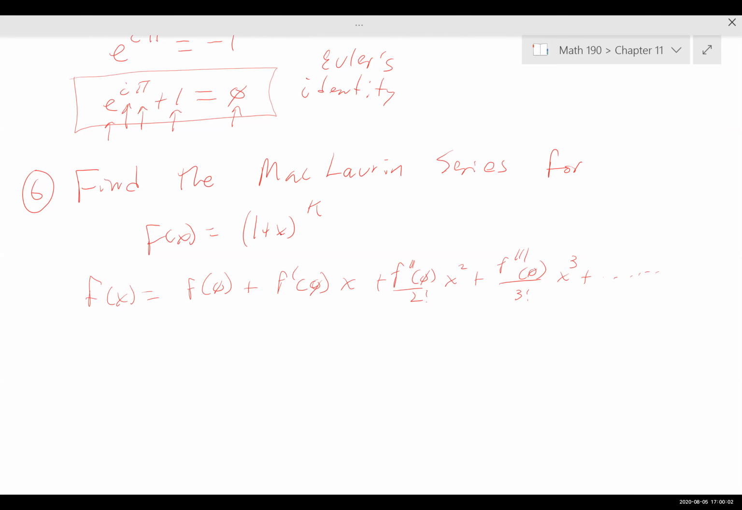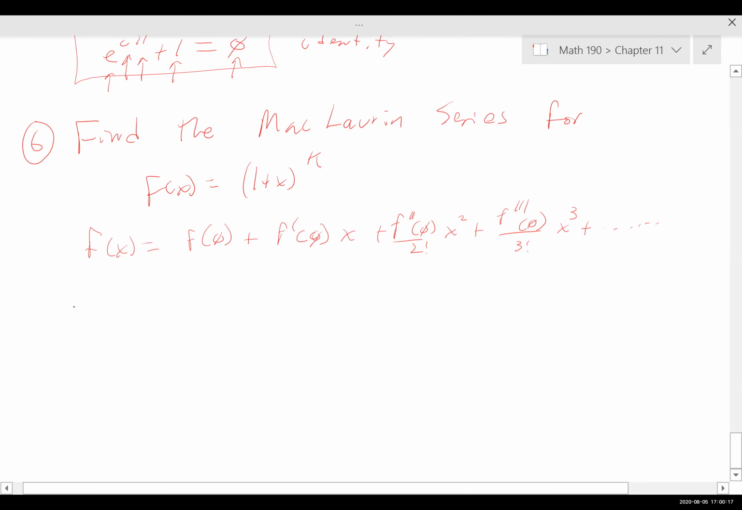You could think of it as x plus 1 to the kth power. Doesn't matter. So we're going to expand this thing. We want f of x equal to 1 plus x to the kth power, and then evaluate that at 0.